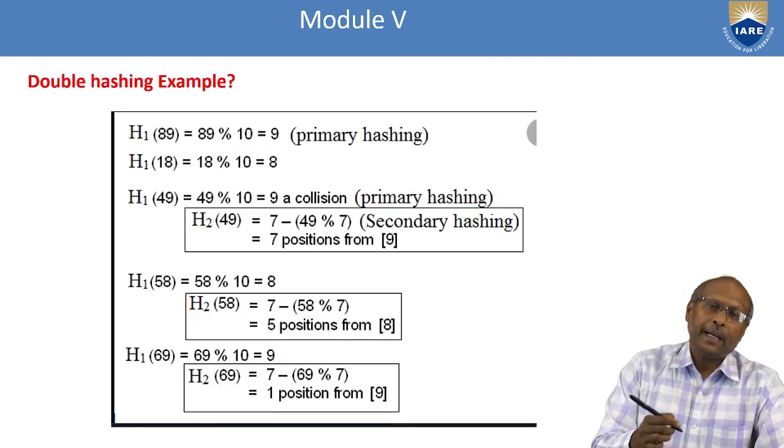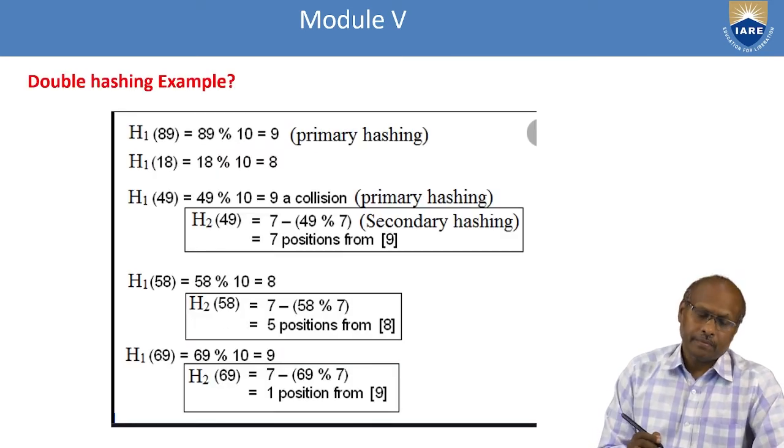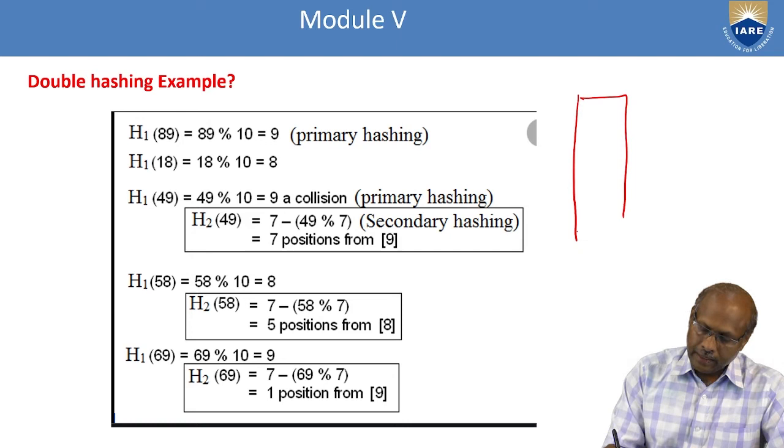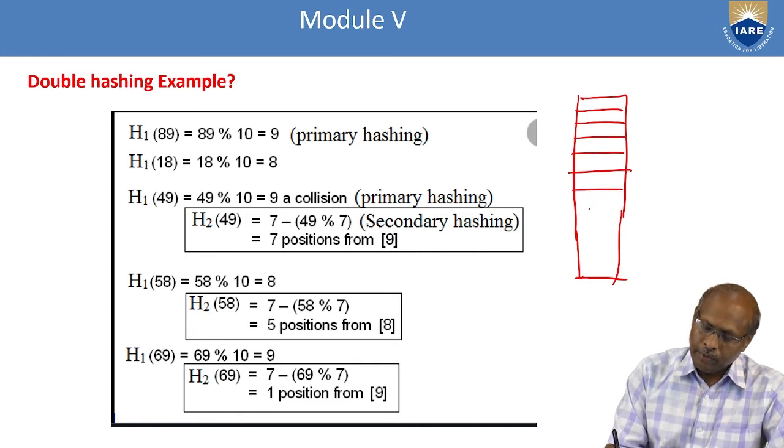Next, they may ask, give an example of double hashing. Then you can say, for example, you have a hash table with size 10: 0, 1, 2, 3, 4, 5, 6, 7, 8, 9, 10.